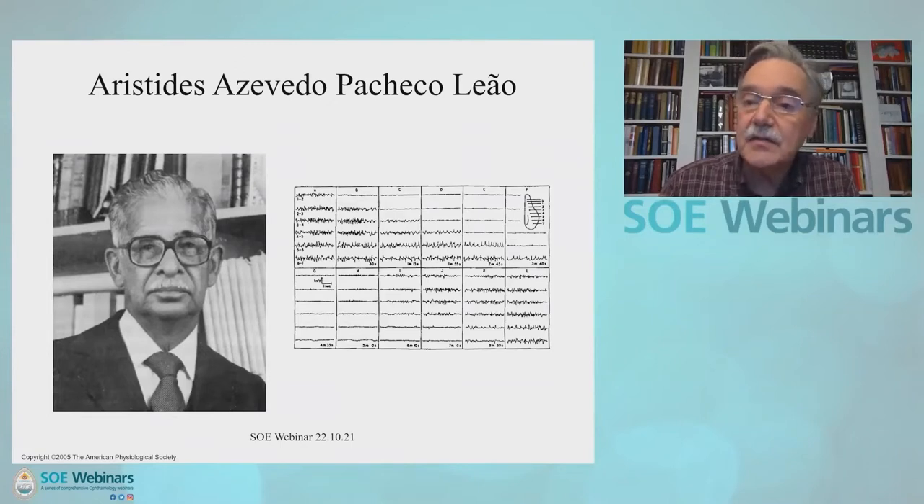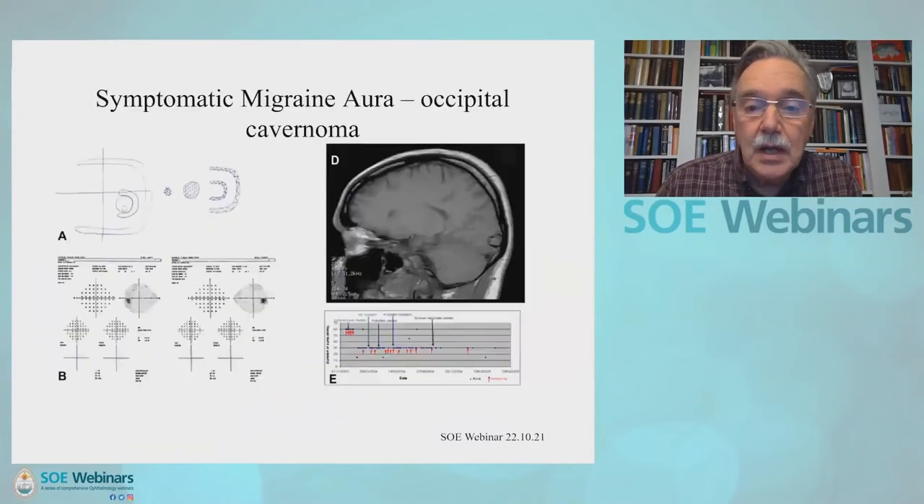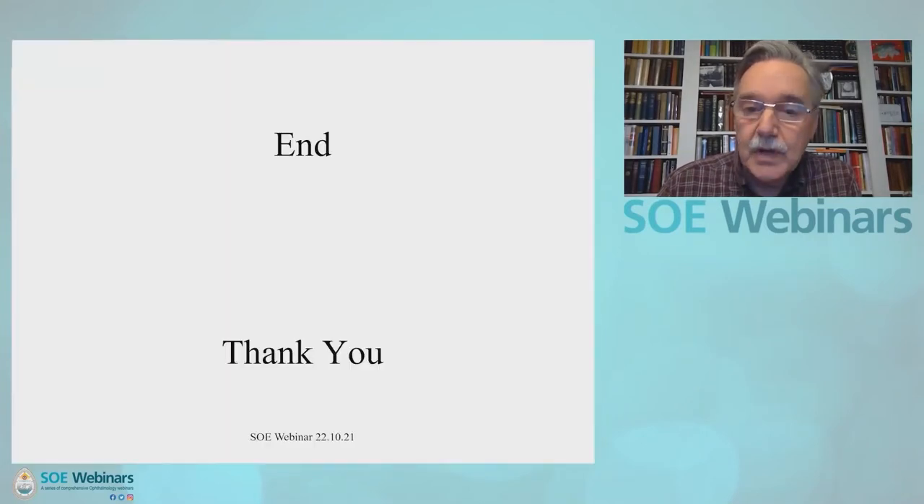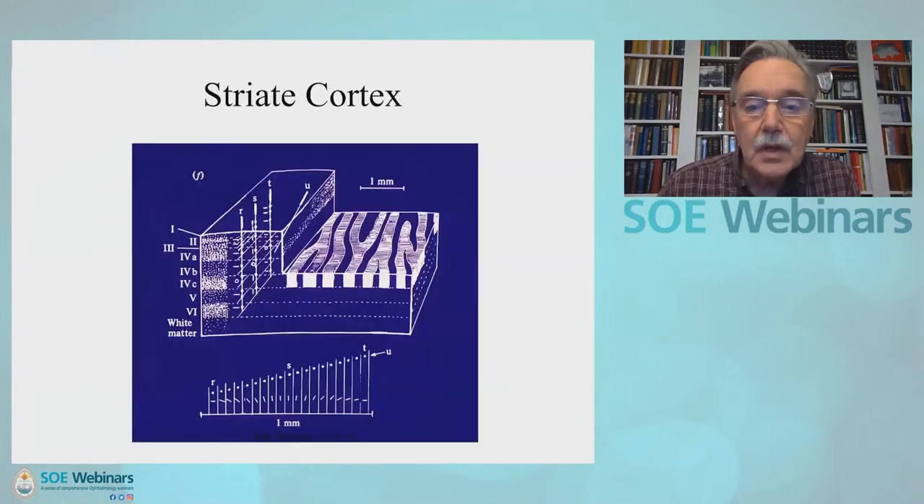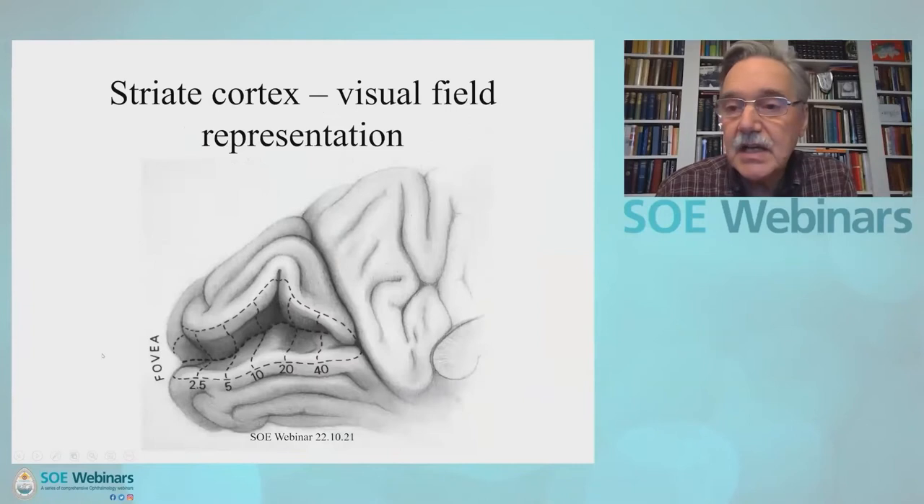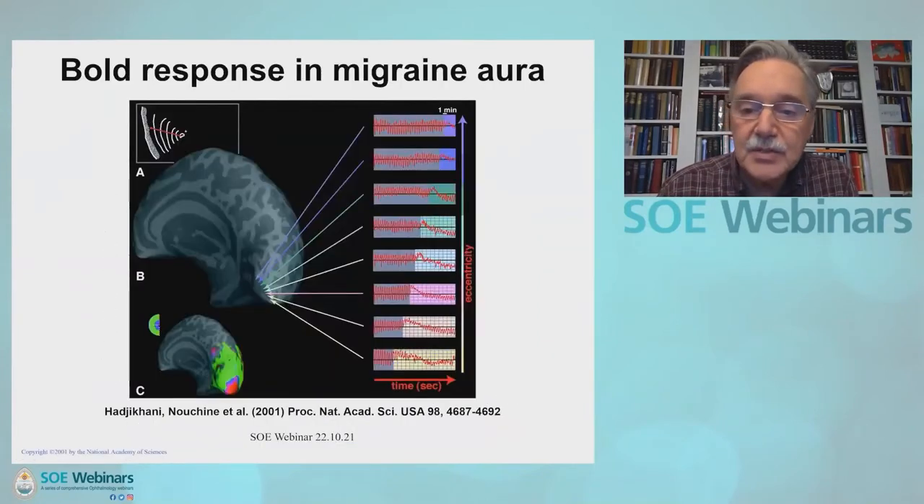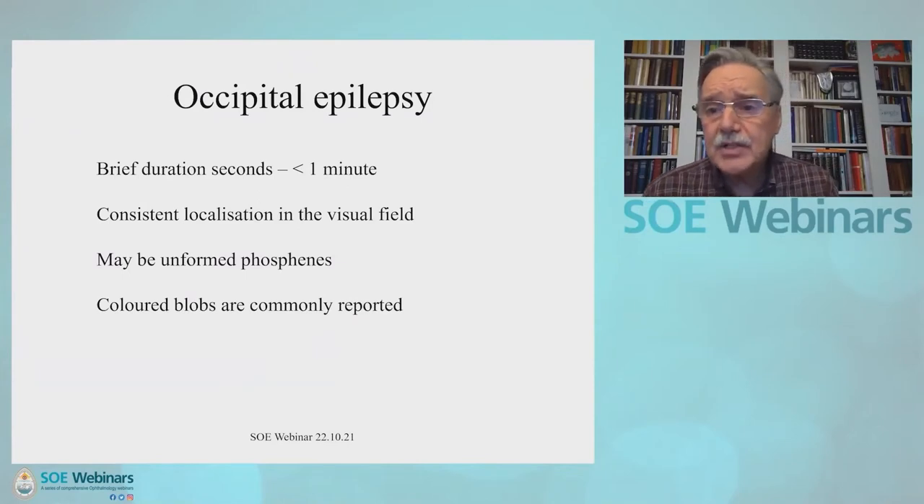And that fits with, if we go back to the drawing here, you can see here, this is a blind area. This is a scotoma following on from the leading edge of the zigzags, and that fits very well with the spreading depression theory. Now, what about occipital epilepsy?